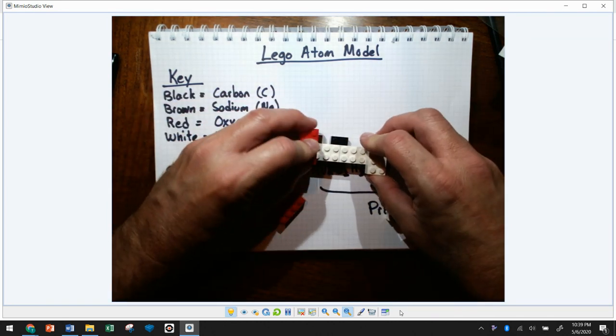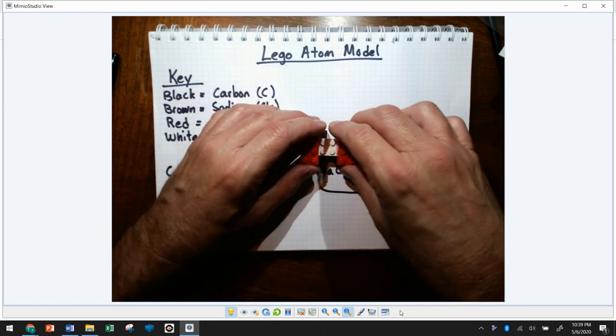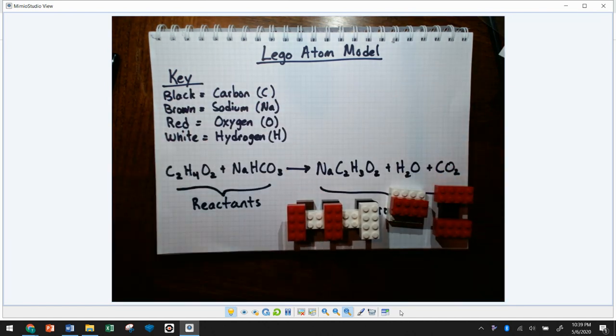And what do you notice about the Lego atoms with what I started with and now what I have? Let me ask you a couple questions. Did I have to add any bricks or did I have any left over?